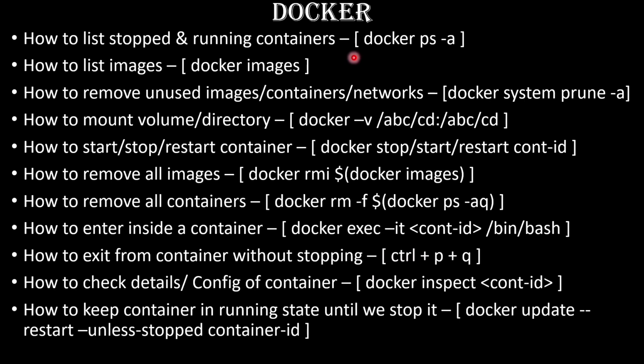In order to list all the stopped and running containers, we use docker ps -a. To list all the Docker images, we use docker images directly, or docker image ls also we can use. And in order to remove all Docker images, containers, networks, unused images and networks and all volumes, you can use docker system prune -a. This will clear up space on your virtual machine.